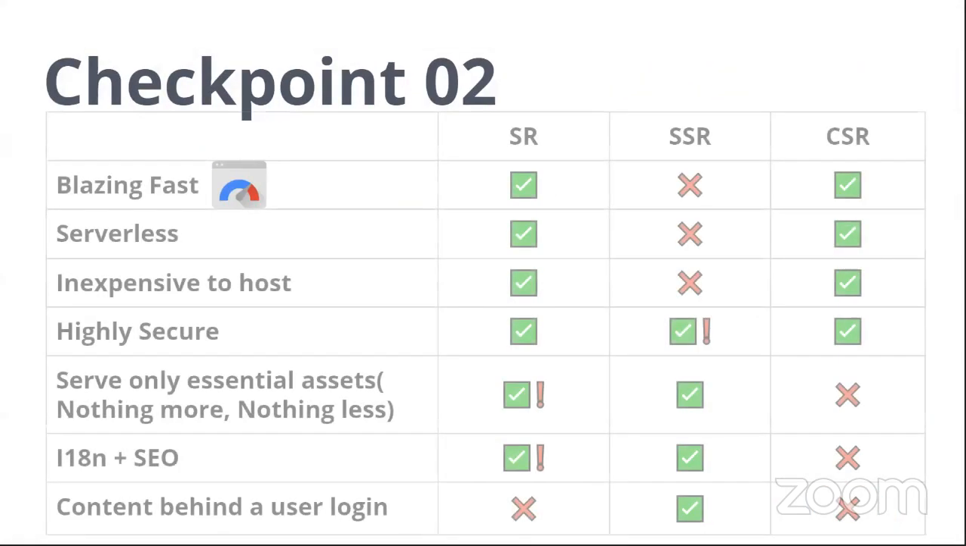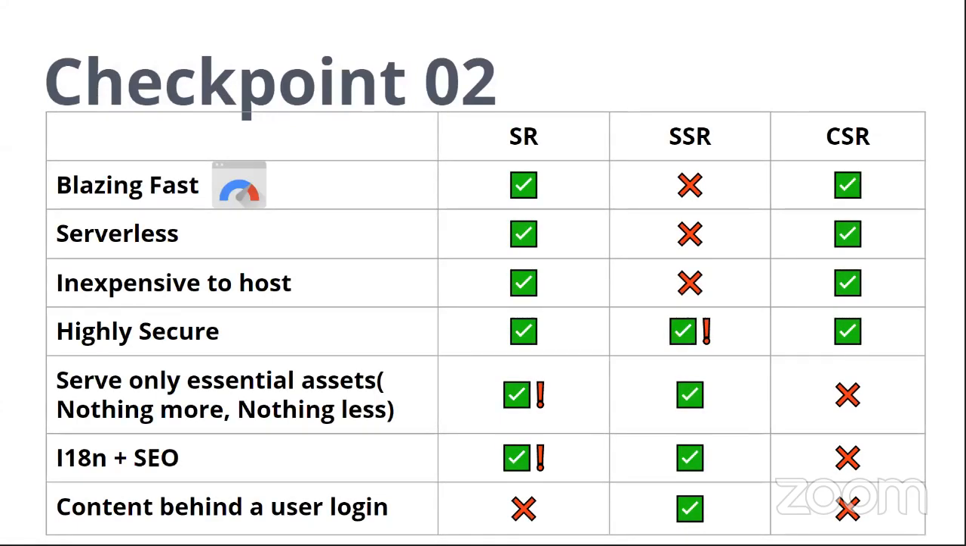So at this checkpoint, we will see what we could achieve. What we were talking about was the speed that we wanted to achieve. With static rendered applications, you can achieve that speed because the content is returned immediately, though it has been preset by a predefined script that was running before. It also helps to go serverless, it is inexpensive to host, and it is highly secure. All these features are available with a static rendered website.